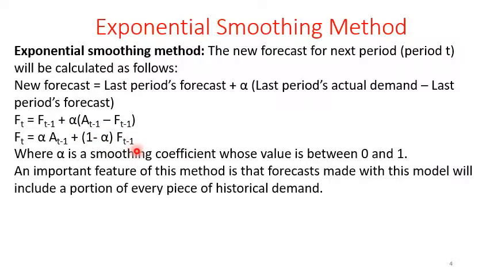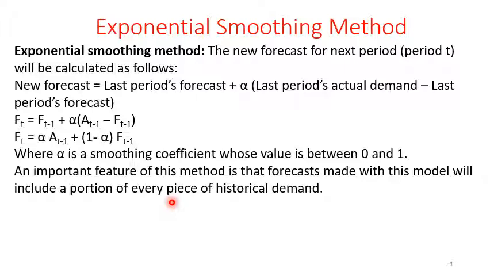A very important feature of this method is that a forecast made with this model will include a portion of every piece of the historical data. Unlike your previous moving average methods, where you take just the average of the specified periods. In moving average, if it is a 2 year moving average, you are considering only 2 years, and for a 3 year moving average only 3. But exponential smoothing is a much more developed method, with more features. It is clearer than the previous moving average method, and is an improvement over the previous methods we have discussed.